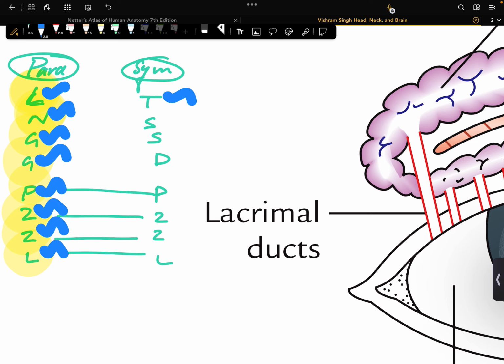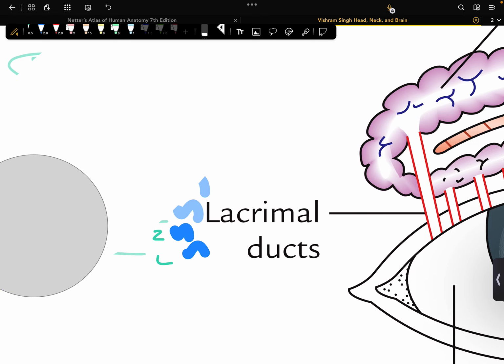S for superior cervical sympathetic ganglion. Other S for sympathetic plexus around the internal carotid artery. D for deep petrosal nerve. P for pterygopalatine ganglion. Zygomaticotemporal, lacrimal. Okay, this is the nerve supply.